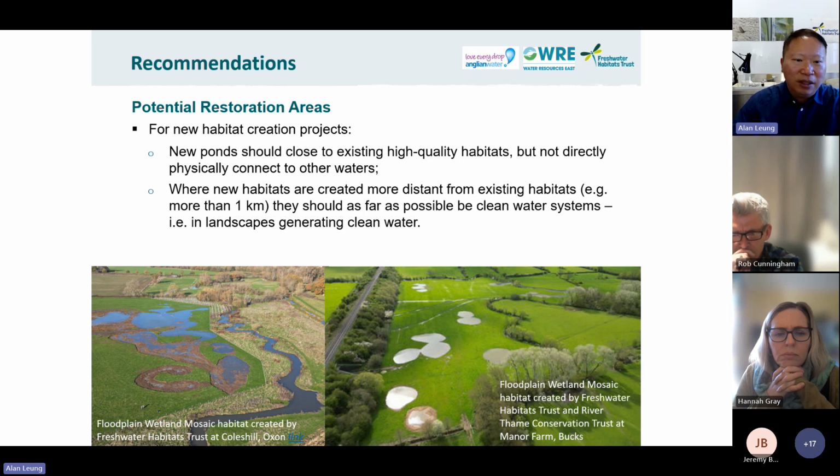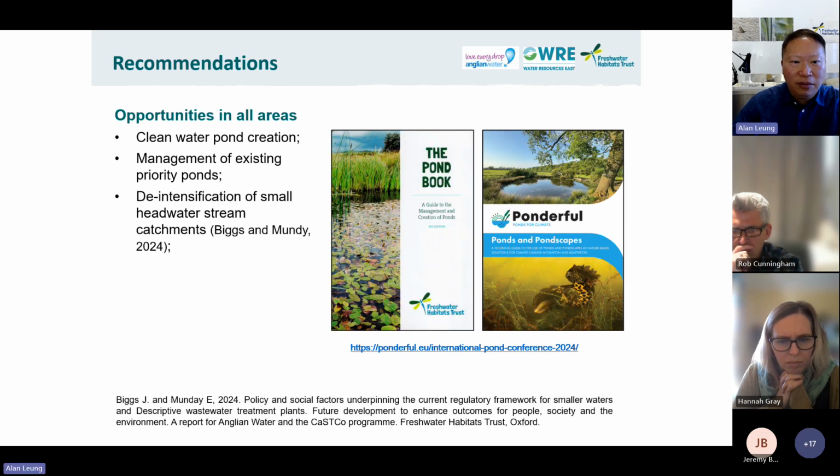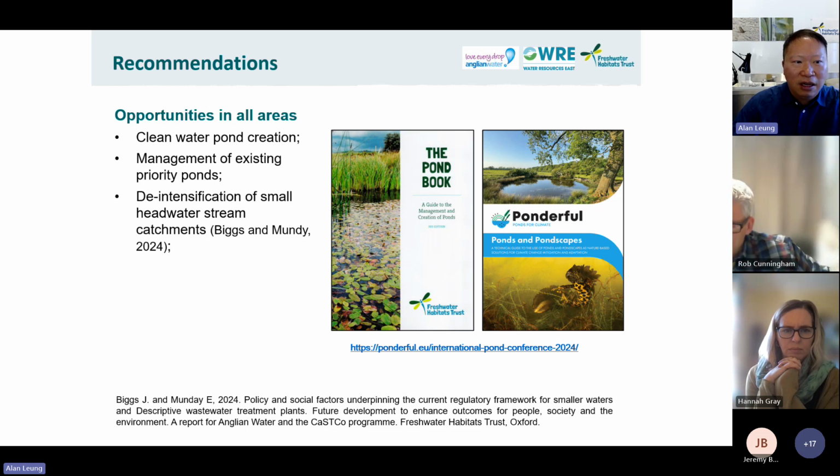So we think that putting the creation in a clean water area will be important, and it's also important not to link those newly created habitats to some existing water. Indeed, we have summarized some of this experience in some publications, so that when you are thinking about pond creation, you may make reference to this information.